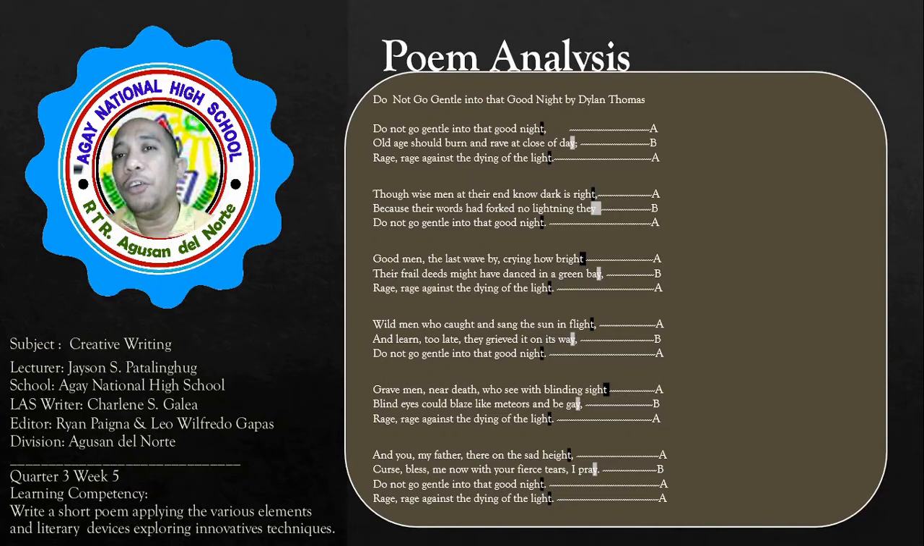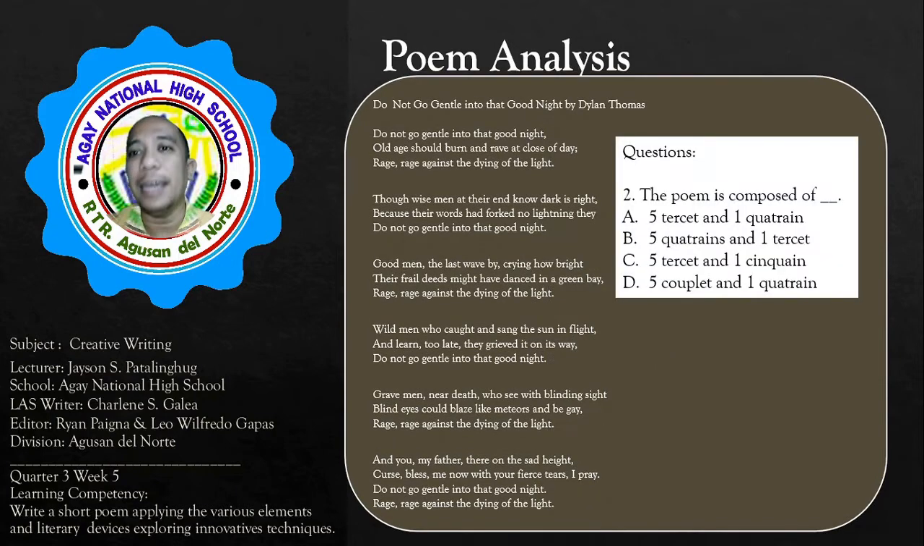And when I ask you to show me how you get it, I'm expecting you to label each line with letters according to their sound. Okay, question number 2. The poem is composed of letter A, 5 tercet and 1 quatrain. Letter B, 5 quatrain and 1 tercet. Letter C, 5 tercet and 1 cinquain. And letter D, 5 couplet and 1 quatrain.